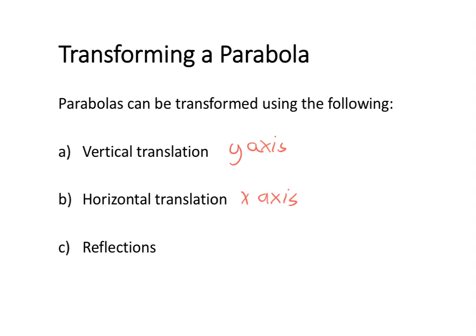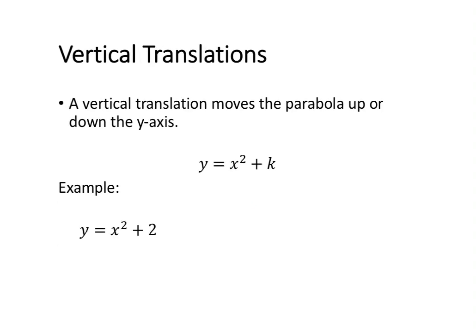So let's have a look at an example using a vertical translation. A vertical translation moves the parabola up or down the y-axis. And you'll know that a vertical translation is occurring because it will have a plus k, or plus a number, on the end. So the general formula is y equals x squared plus k. And this is shown as an example, y equals x squared plus 2. So it can either be plus or minus on the end, and a vertical translation will occur and move the parabola up or down the y-axis.